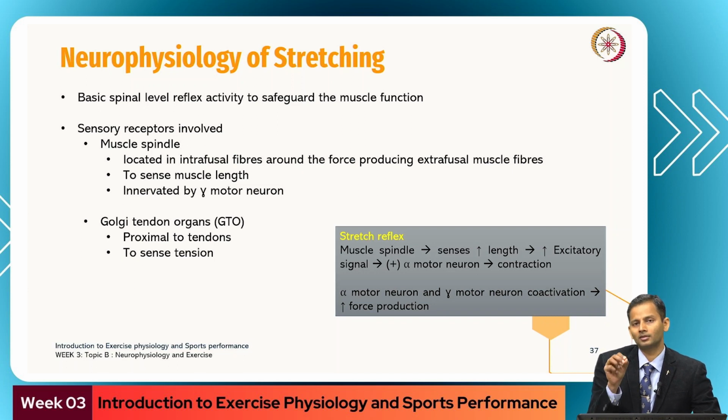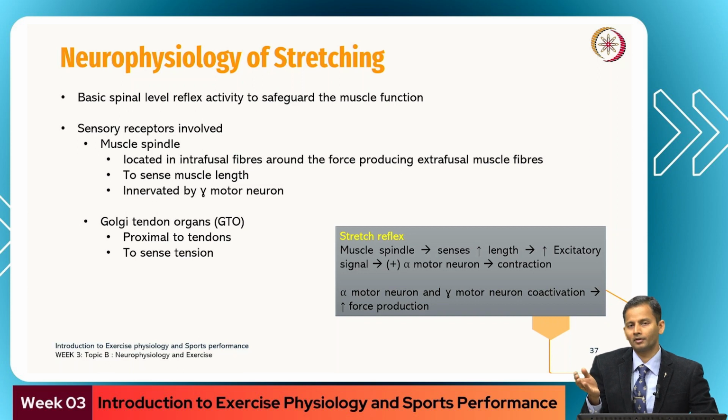The intrafusal muscle fiber contains the muscle spindle, arranged in close contact with the extrafusal muscle fiber, and they don't have the contractile portion, so they don't contribute to actual force production. They act more like a sensor of change in the length of the muscle fiber. So when the extrafusal muscle fiber increases in length, along with it the muscle spindle also increases in length. Because of the increase, it activates the gamma motor neuron.